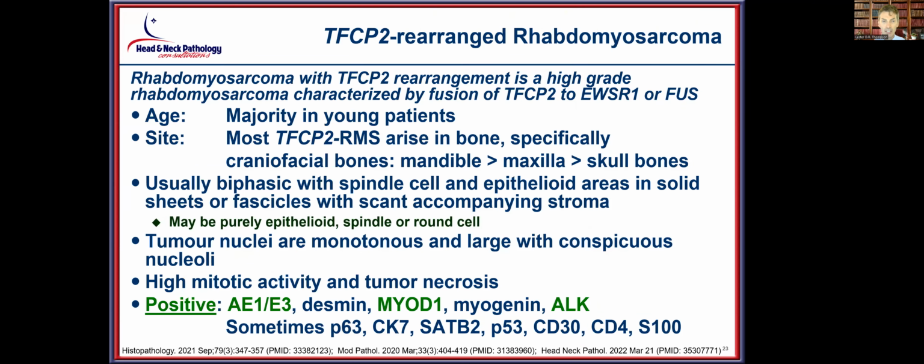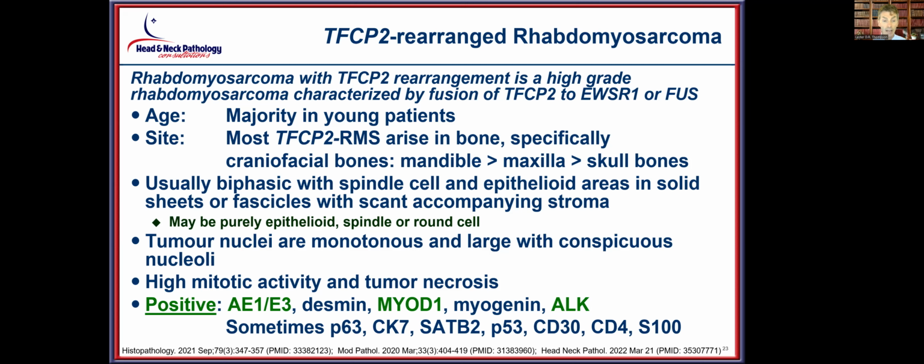Now, I would be remiss if I did not include the newly recognized TFCP2-rearranged rhabdomyosarcoma. As you know, this is a high-grade rhabdomyosarcoma that is characterized by the TFCP2 fusion to either EWSR1 or FUS. And interestingly, the majority of these tumors occur in young patients, and they specifically arise within bone, and the craniofacial bones especially. So mandible and maxilla, with growth then into either the sinonasal tract or the oral cavity, can certainly be seen. And so it is unusual to have this kind of biphasic presentation of a spindled and epithelioid appearance of fascicles with very scant stroma.